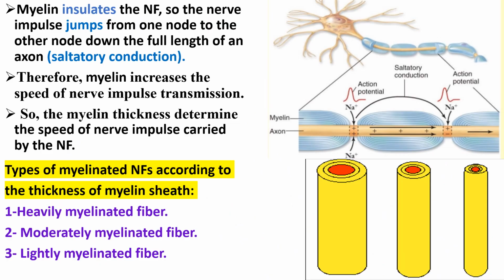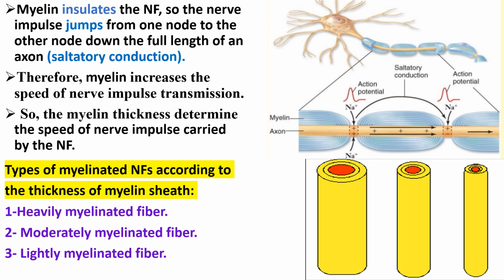What is the function of myelin? Myelin insulates the nerve fiber. So the nerve impulse jumps from one node to the other. This form of transmission of the impulse is called saltatory conduction. Saltatory means dancing.